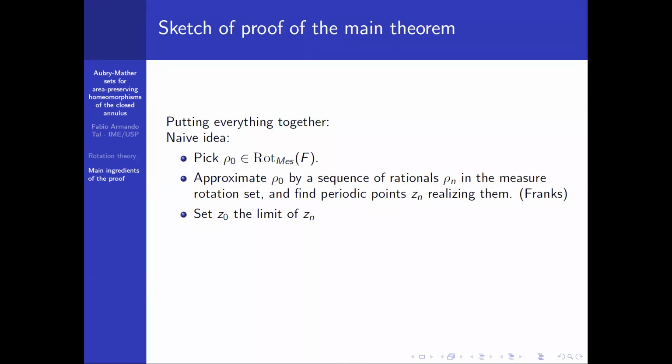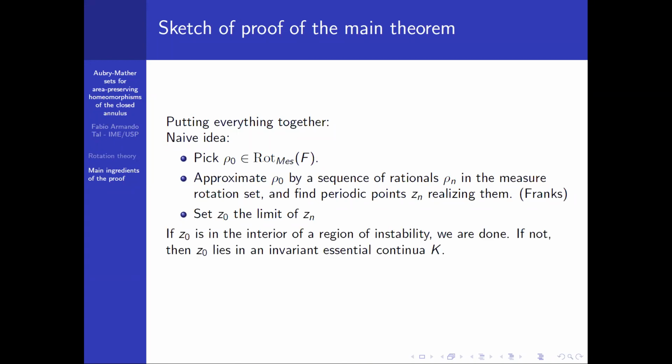Well, it's not that easy. Why is it not that easy? Because rotation numbers are not continuous. So it's not because you have a sequence of points which have rotation rho n and converge to Z0 that the limit is going to have rotation rho 0. But if this Z0 is in the interior of a region of instability, then you can say, okay, we are done. We already dealt with regions of instability in the previous result.